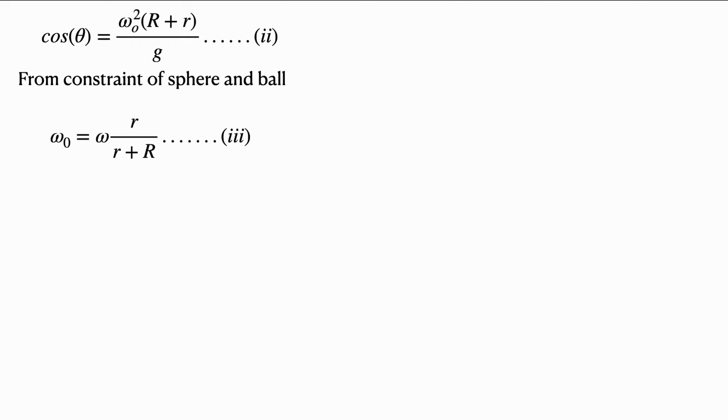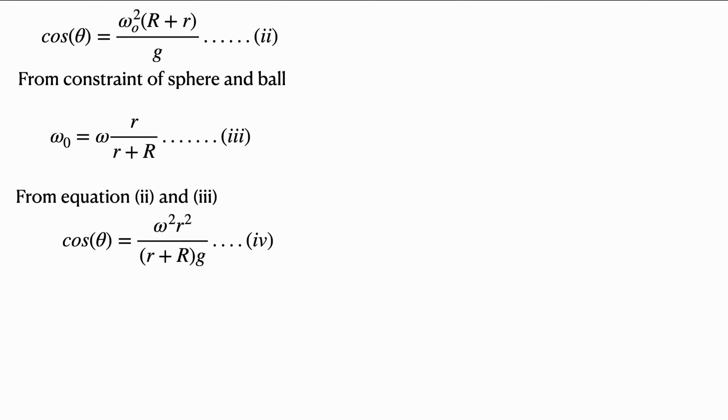Let's call this equation 2, and from the rolling constraint we get the relation between the two angular velocities: omega naught equals omega r divided by (R plus r). Let's call this equation 3. From equation 2 and equation 3 we can write cos theta equals omega square r square divided by (R plus r) g. Let's call this equation 4.